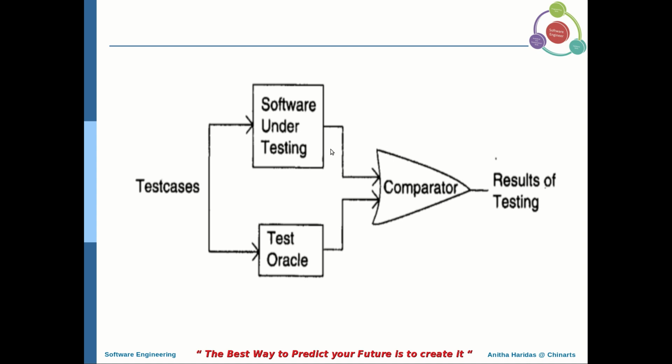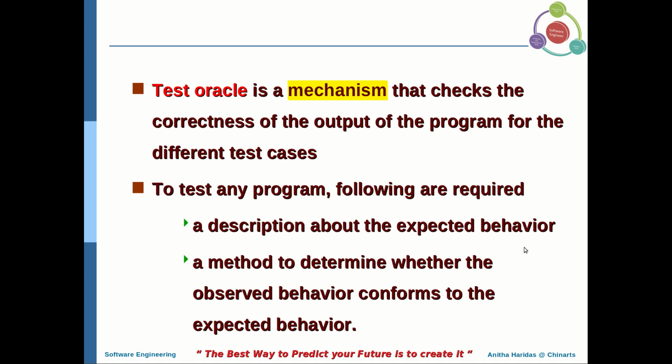Now once the software is run, it will be generating some output. So this output is what you call as observed behavior. Here you get the observed behavior. And this is your expected behavior. Which is the expected behavior? This one. From the test oracle, you have the expected behavior. From the software under testing, you get the observed behavior. So both observed and expected behavior will be compared, and the results of the comparison will be specified here. So this is what you call as test oracle.